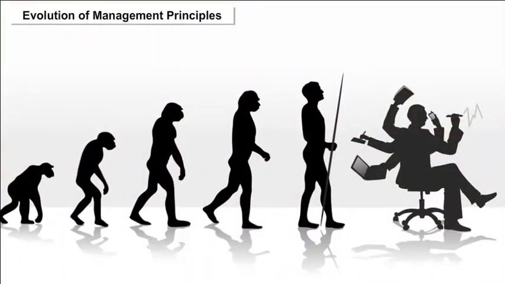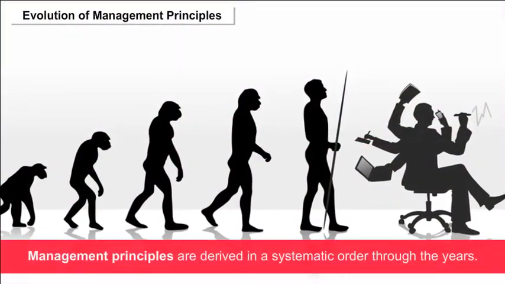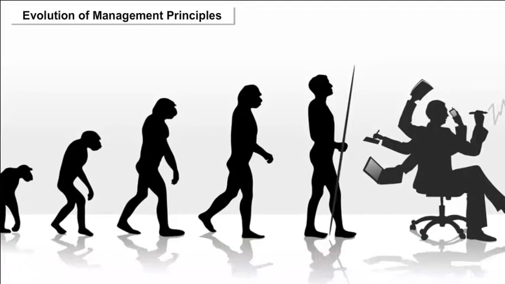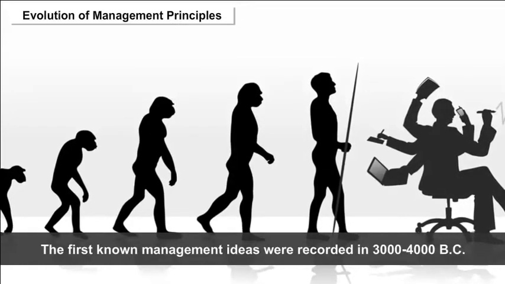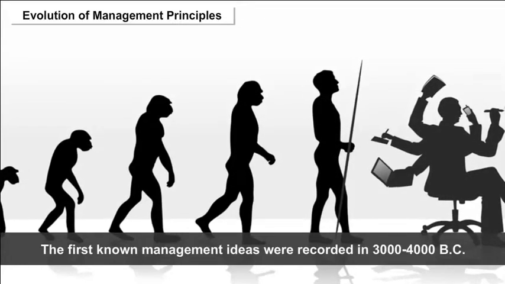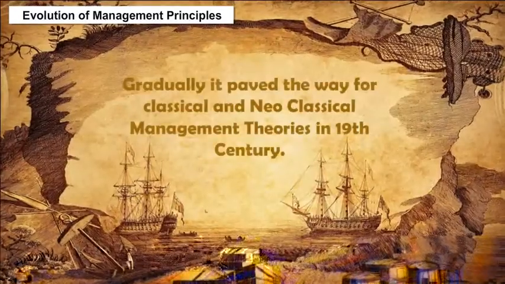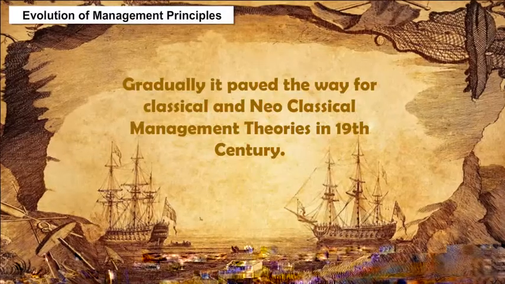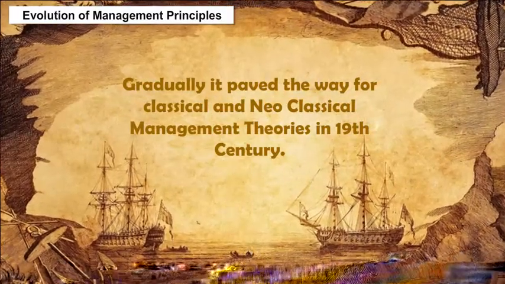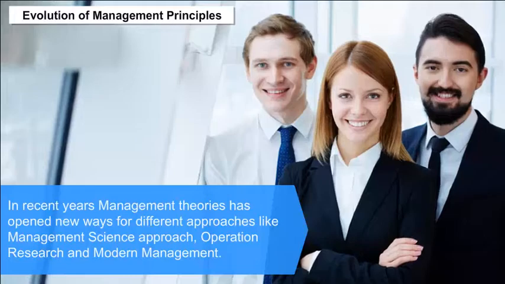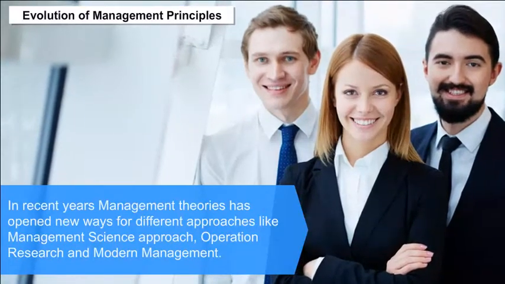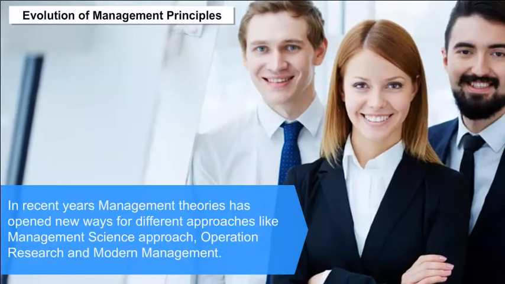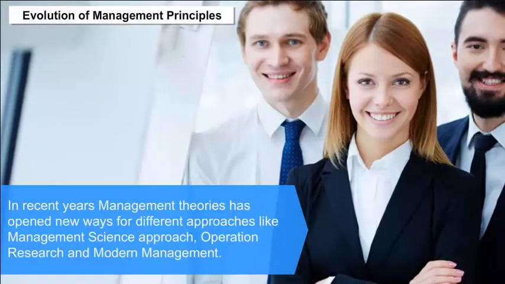Evolution of management principles. Management principles are derived in a systematic order through the years. The first known management ideas were recorded in 3000 to 4000 BC. Gradually, it paved the way for classical and neoclassical management theories in the 1900s. In recent years, management theories have opened new ways for different approaches like management science approach, operation research, and modern management.